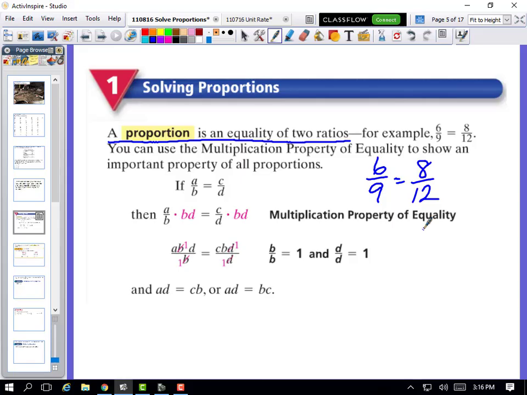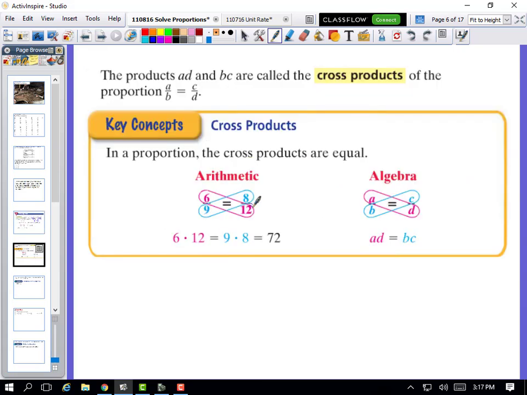We're actually going to take the 9 and the 8, multiply them together, take the 6 and the 12, multiply those together, and if their cross products are equal, then the two ratios say the same thing. In algebra, this is called the multiplication property of equality. And there's a lot of algebra that goes with this, but basically what it says is that if I take the cross products of each, they will be equal in a proportion. So 6 times 12 is 72, 9 times 8 is 72. If they say the same ratio, they are equal. This is just arithmetic, with plain numbers.